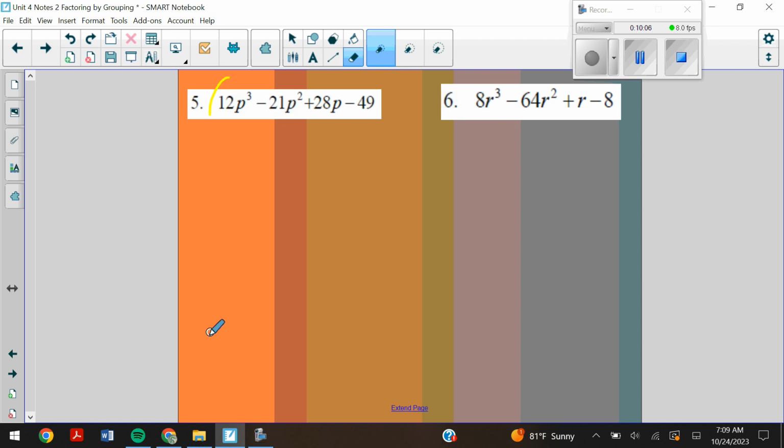So let's go ahead and look at the next problem. In this one, do we have a greatest common factor we can pull out of everything? And we don't. So I want you to break it into the first two and the second two. So I want you to take a pause here. And I want you guys to try this one on your own. And then let's come back together and discuss what happened.